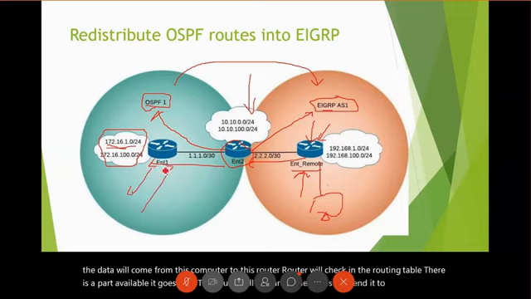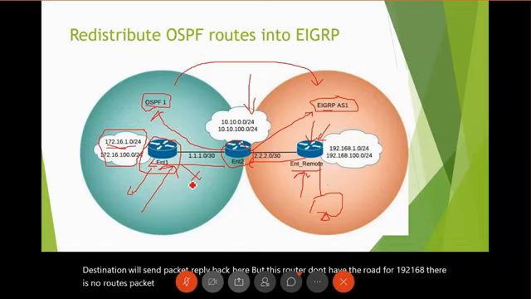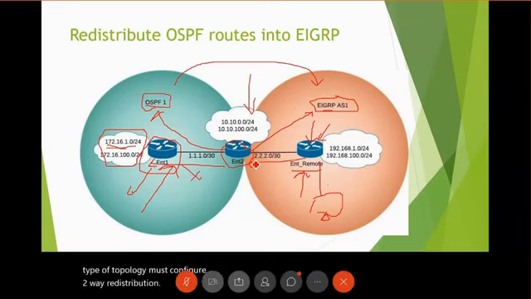The destination will send a packet reply back here, but this router doesn't have the route for 192.168. There is no route, so the packet gets dropped here. For data communication to happen in this type of topology, we must configure two-way redistribution. Without two-way redistribution, data is not possible to move from one network to another network.